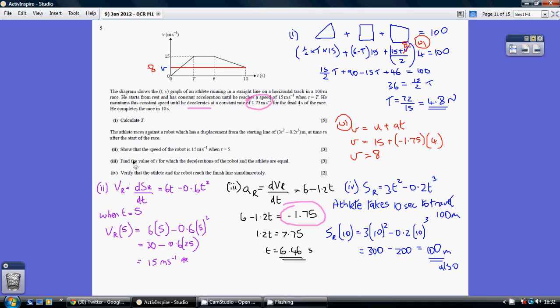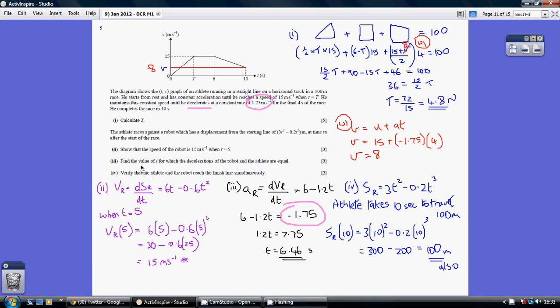Now for part 2, show that the speed of the robot is this. Well, this is the displacement, this is the distance travelled. So if we differentiate this, we get the velocity of the robot. So differentiating this, multiplying by the current power and reducing the power by 1, we get the velocity of the robot being 6t minus 0.6t squared. Substituting in t being 5, we get 15 as required.